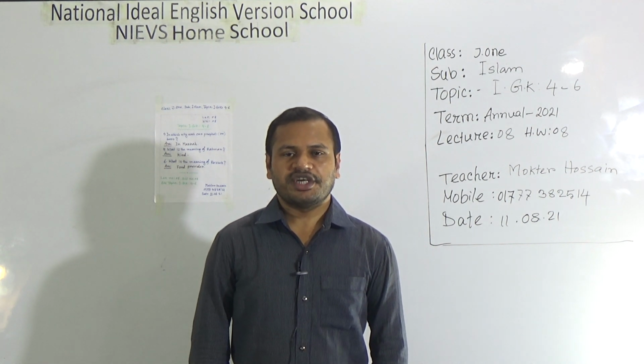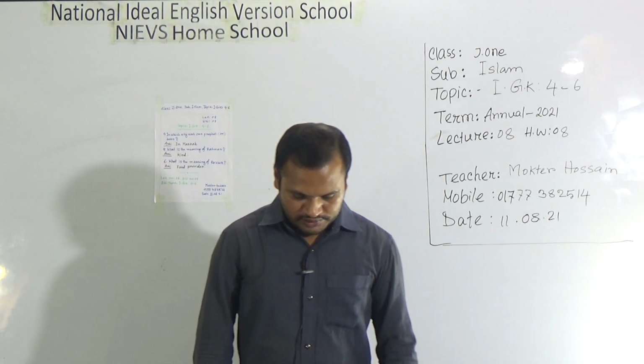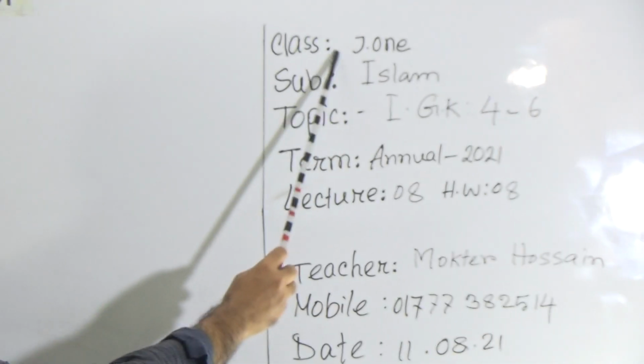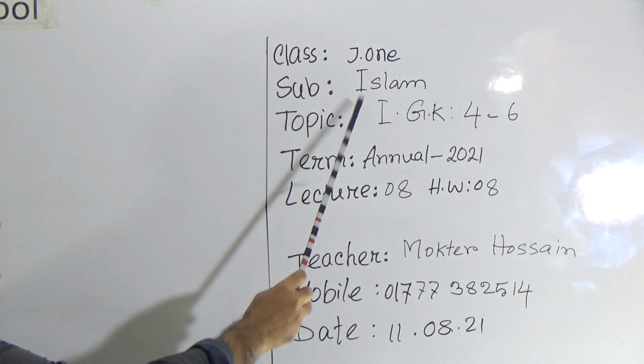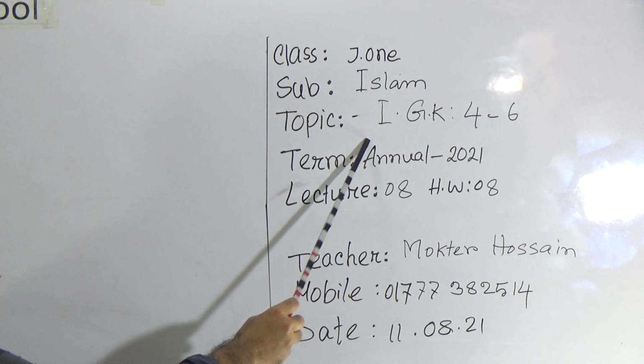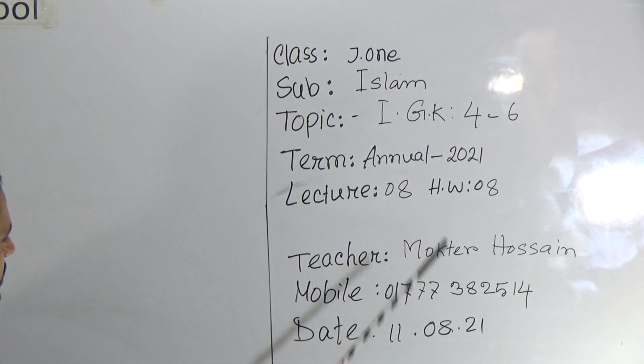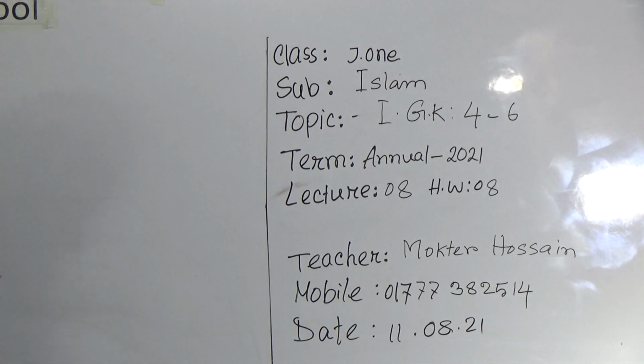Today, I am going to take an Islamic Studies class for the students of class Junior 1. Dear students, now look at the board and see. Class Junior 1, Subject Islam, topic I.G.K 4 to 6, term annual, lecture number 8, SW also 8. Teacher Mokter Hossain, and this is my mobile number.